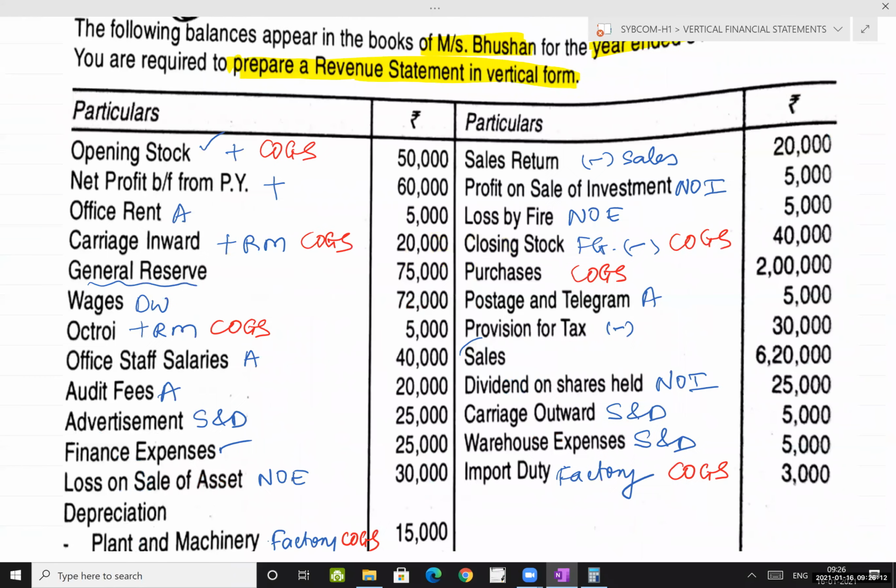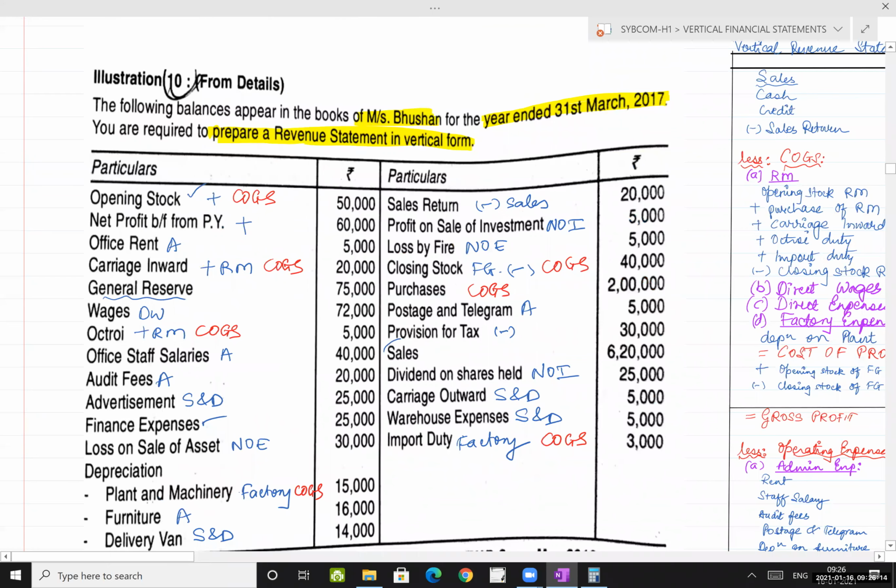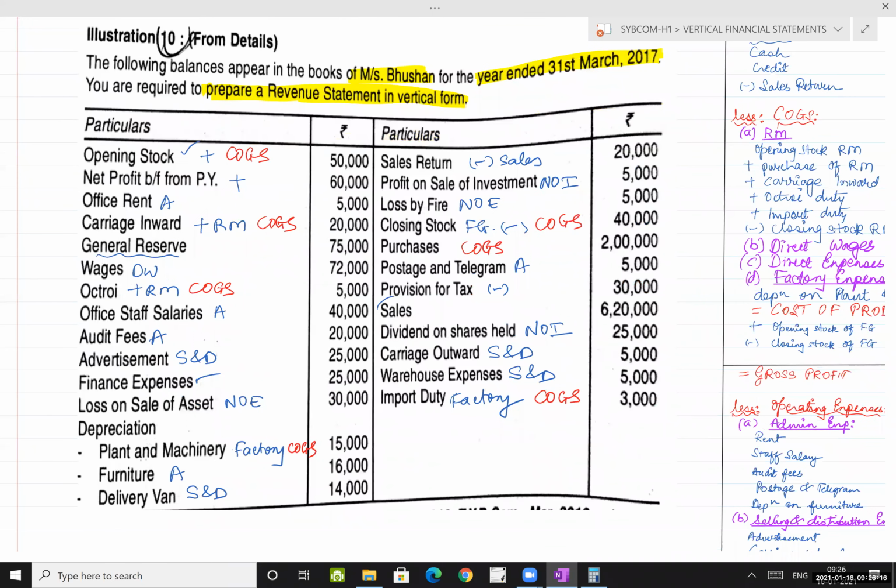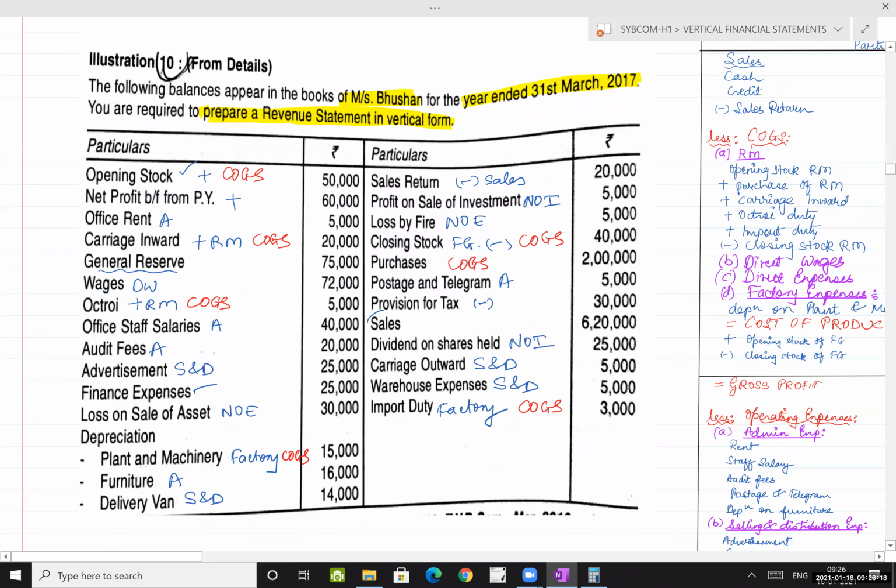Okay, let's come to the next question, question number 10. Okay, same. What are we going to make? A revenue statement of Mr. Bhushan. Okay, prepare a vertical revenue statement. Okay, so first is opening stock. ये वो COGS में जाएगा.